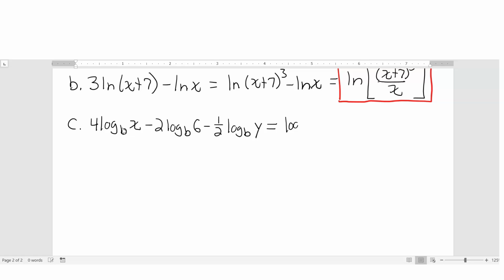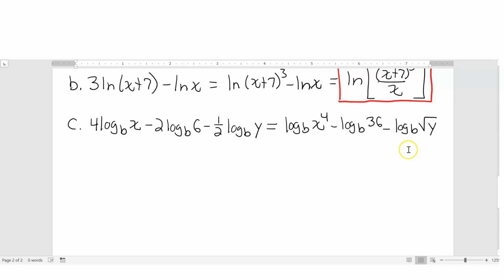This will be log to the base b of x to the 4th minus log to the base b of 6 squared, which would be 36, minus log to the base b of y to the 1/2 power, which we can also write just as square root of y.